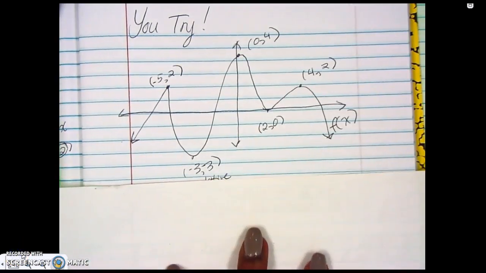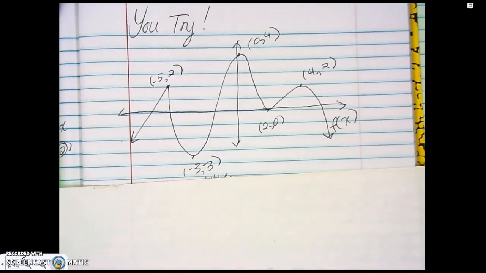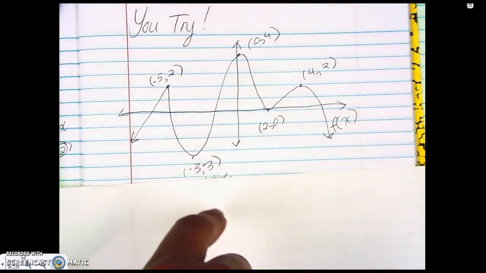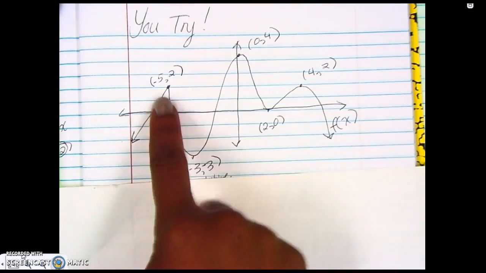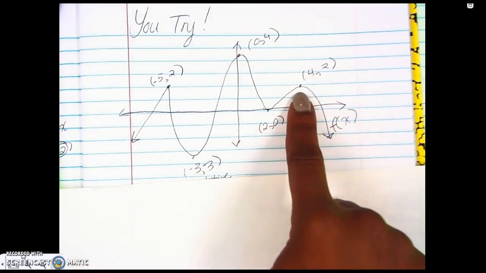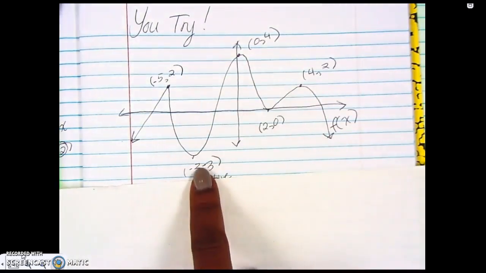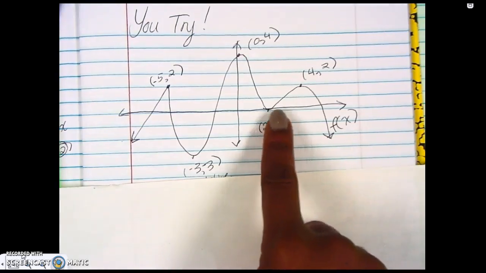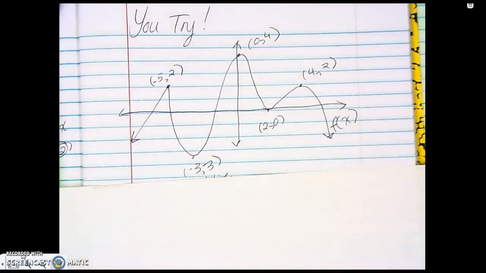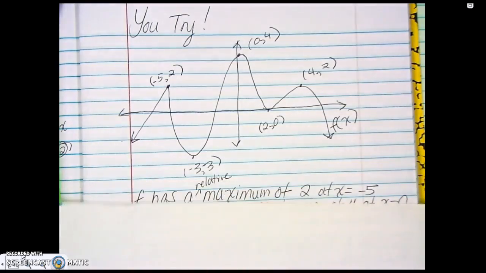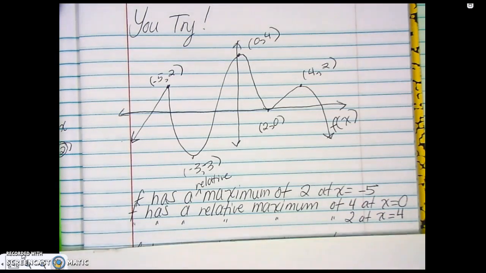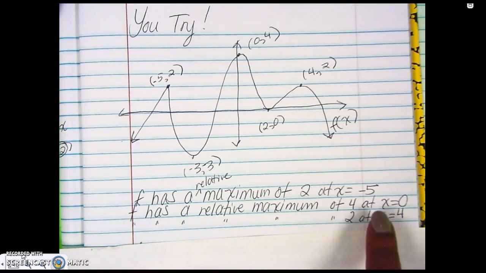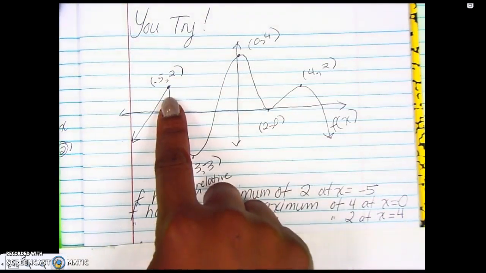All right, so let's go over the U-try. So we have this polynomial function. Okay, this function, we're going to call it f of x, and it has several relative maximum and minimum. So we count 1, 2, 3 relative maximums, and then 1, 2 relative minimums. Alright, so we can say that f has a relative maximum of 2 at x equals negative 5. That would be this one.